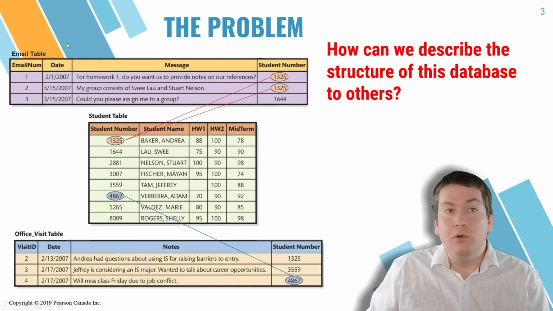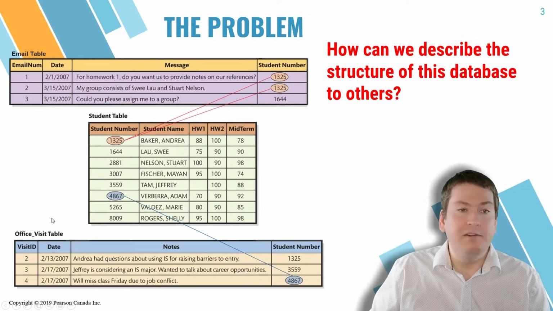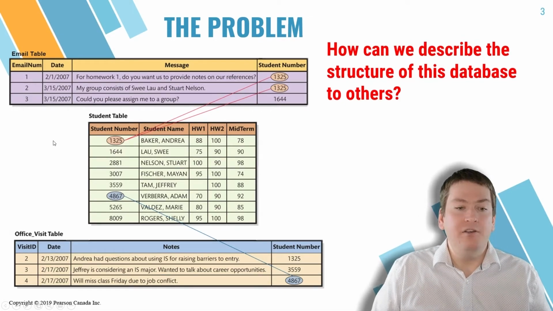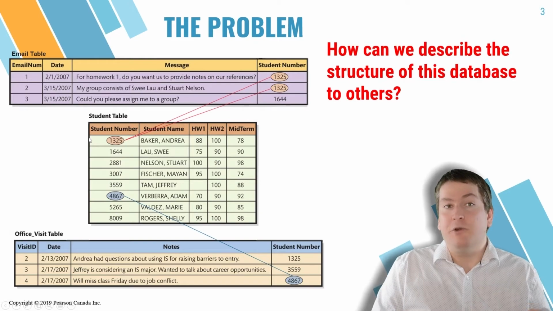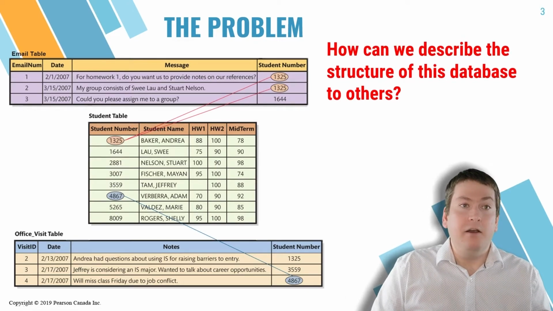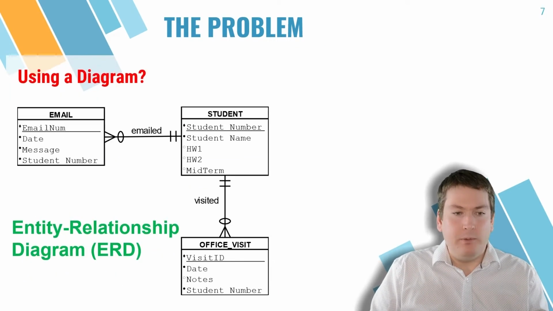Instead of fields or columns, when we're talking about the data model, we would describe these as attributes. So date would be an attribute of an email. Student name would be an attribute of a student. Notes would be an attribute of an office visit. And between them, we would call relationships. So we can see that we have a student number here in the email table. This is a foreign key. This would be forming a relationship between the email table and the student table. So instead of tables, when we're talking about a data model, we say entities, and instead of fields, we would say attributes.